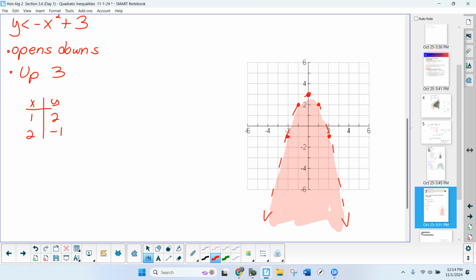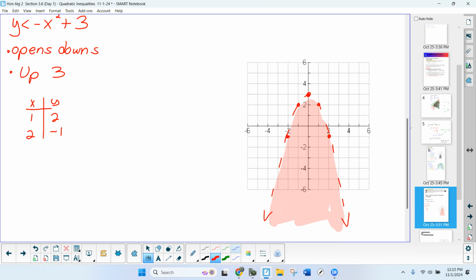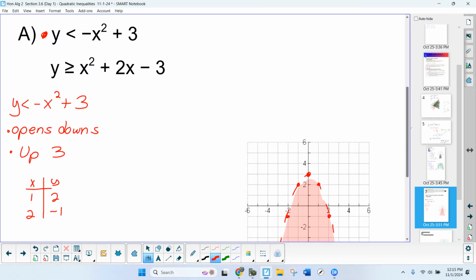Okay, are we good with the first graph? So use the ones that you can look at and say, opens down, went up 3, boom, done. Now this one we can't tell. This one's in standard form. So this one I have some work to do. Okay, this one I have to say, y is greater than or equal to x squared plus 2x minus 3. Does this open up or down?